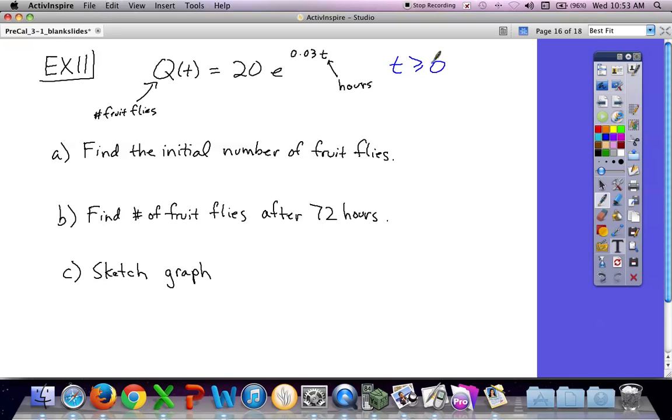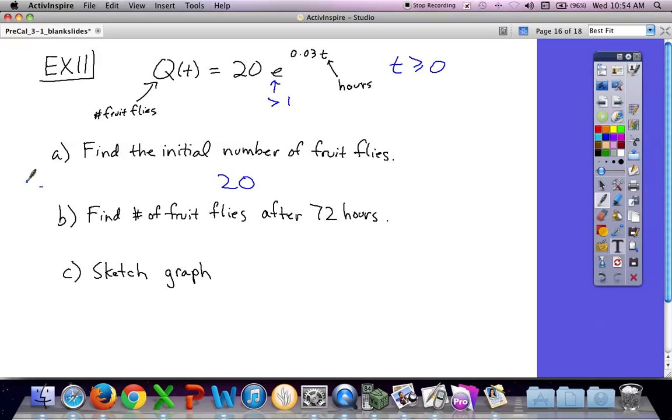So notice that the base is e, right? And e is greater than 1, so this is definitely exponential growth. How do we find the initial number of fruit flies? Plug in 0. What will the answer be? 20, right? It's always that constant that's in front. I mean, you could plug it in, but remember, e to the 0.03 times 0 is e to the 0, and e to the 0 is 1, so the answer is 20.